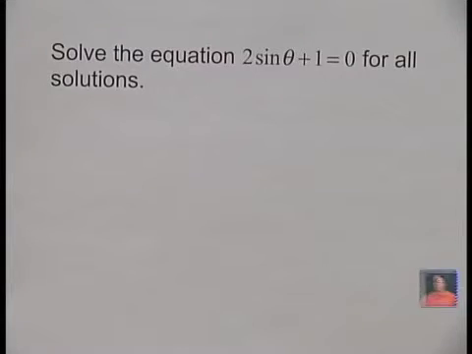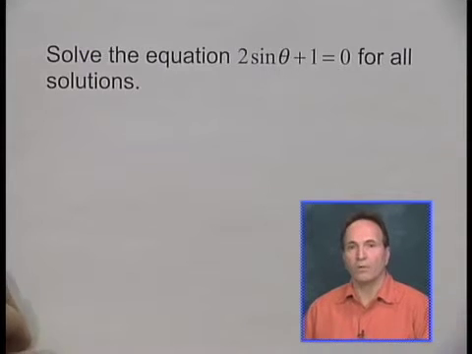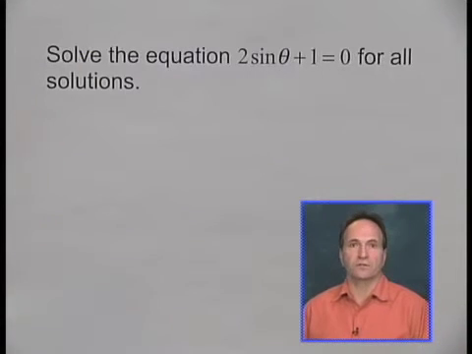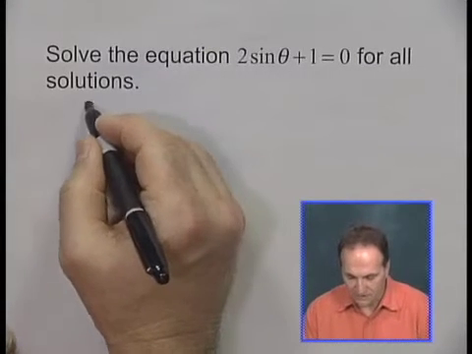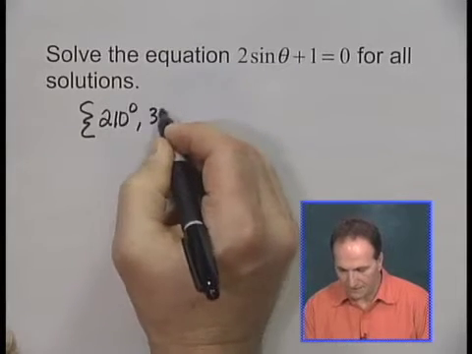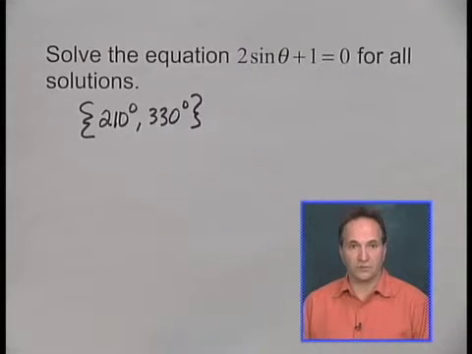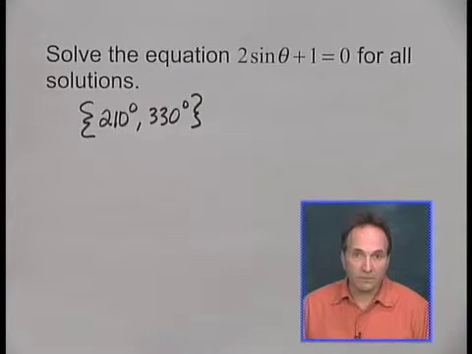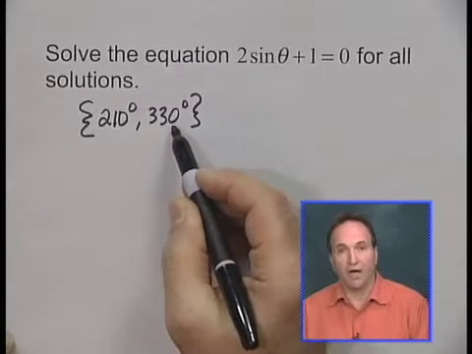Let's look at another part of this example. Solve the equation 2 sine theta plus 1 equals 0 for all solutions. Well, remember, we already found the solution set in the interval from 0 to 360. That solution set was 210 degrees, 330 degrees. To find all the solutions, we now need to add multiples of 360 degrees to each of these individual solutions.